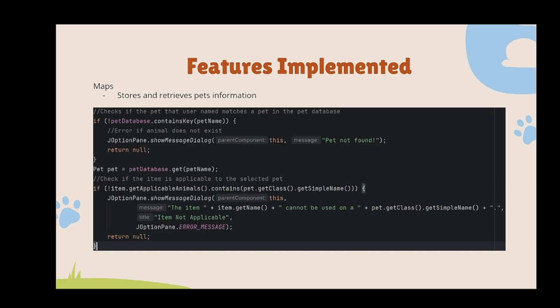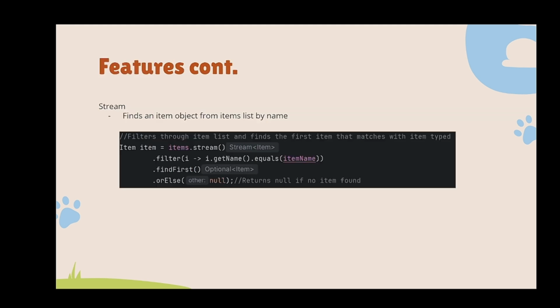After seeing our program and how it works, let's dig into the litter box. So these are some of our features that we implemented. One of them we implemented was maps, which stores and retrieves pet information. And we mostly had this for our shops panel. And it basically checks to see if the user inputted name of a pet matches the pet name in the pet database from the maps. Next, we implemented was streams, which filters through an item list and finds the first item that it matches with the typed item.